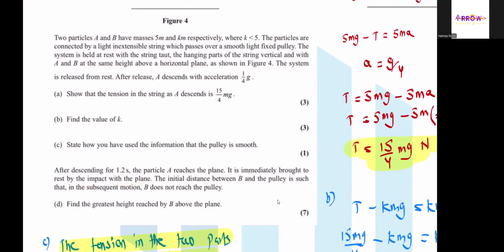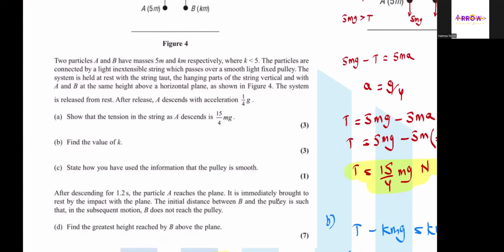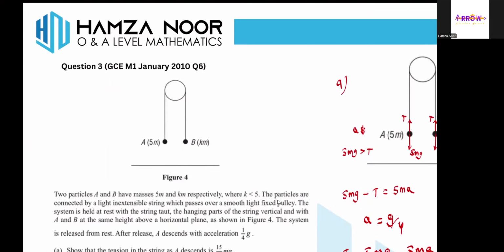In part D, we need to find the greatest height reached by B above the plane. As you are already aware of the concept of slack in a pulley, you need to know all of the concepts before starting the past paper questions. What happens is that when particle A hits the ground, particle B comes over here, and after this there would be slack in the pulley. The string will not remain straight; it will bend, and this motion is called the slack in the pulley. The connection of the string breaks with the pulley.